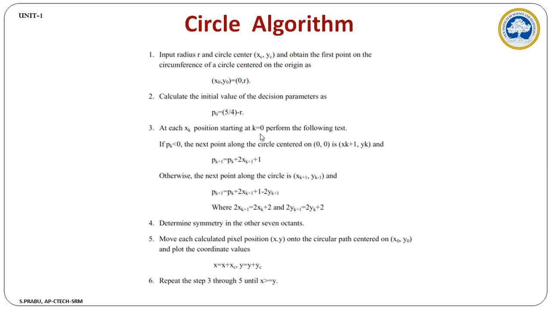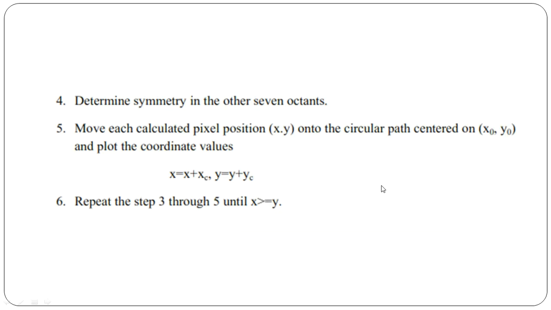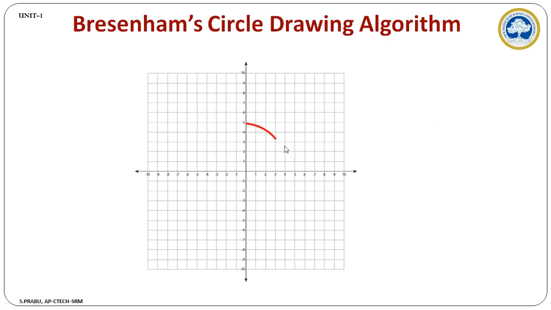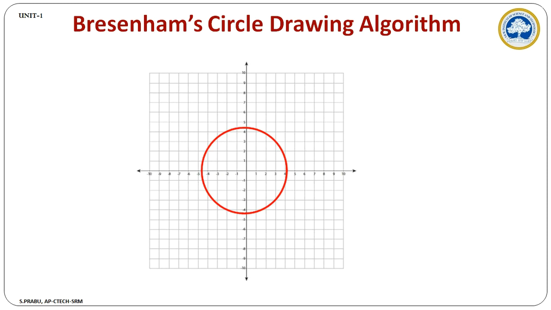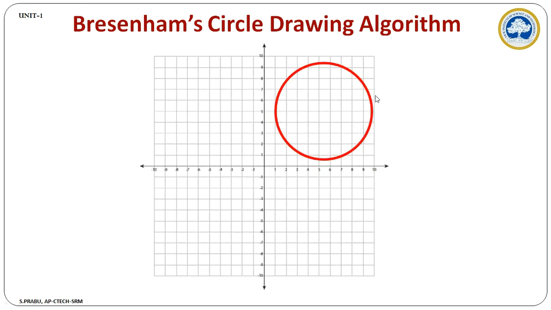Then finally, you write the circle drawing algorithm. So using this, we can draw only one octant like this. Then finally, we can get the full circle. Then the circle can be moved to its original position. I hope this video helps to understand how the Bresenham's circle drawing algorithm formulas can be derived.